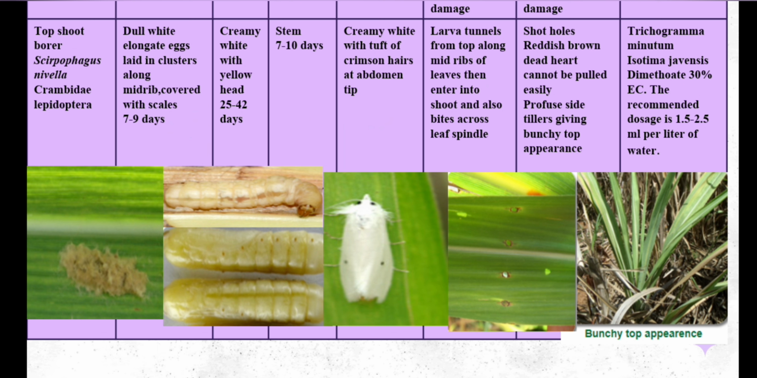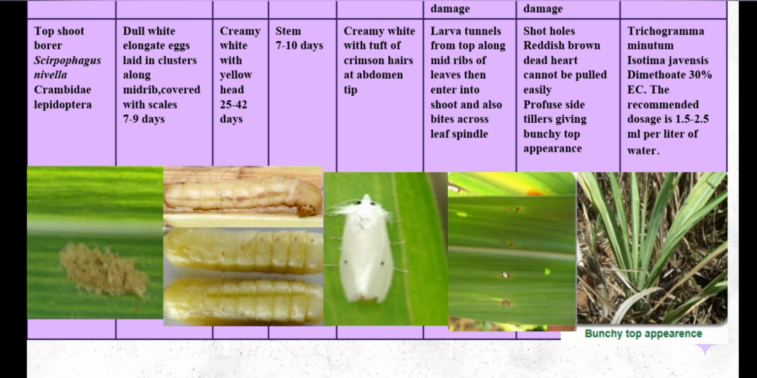Top shoot borer, scientific name Scirpophaga nivella, belonging to the family Crambidae and order Lepidoptera. Here you can see the eggs are dull white, elongate, laid in clusters. Clusters means in groups along the midrib of the leaf, and these are covered with scales. So egg duration is 7 to 9 days.